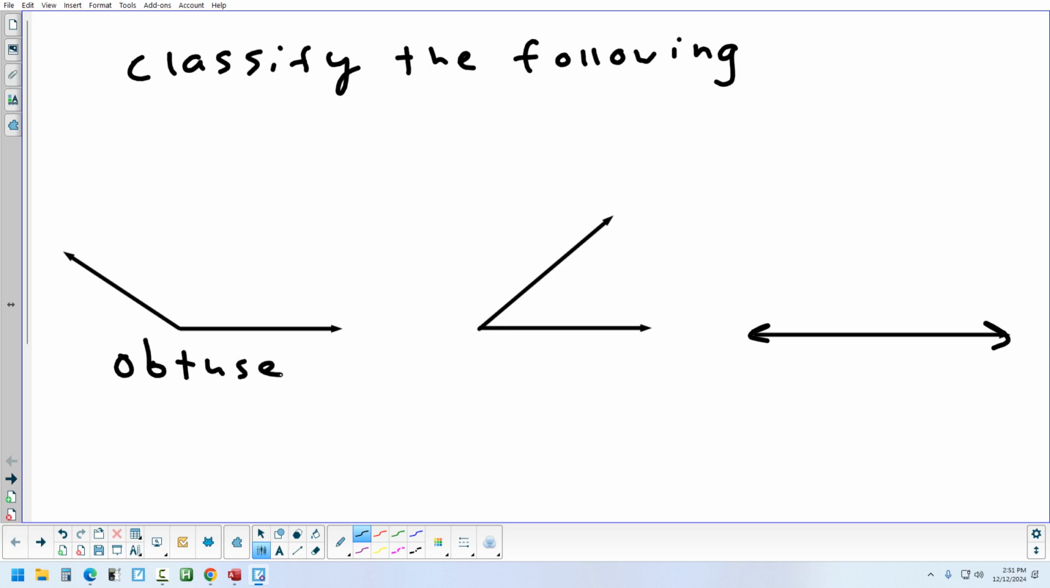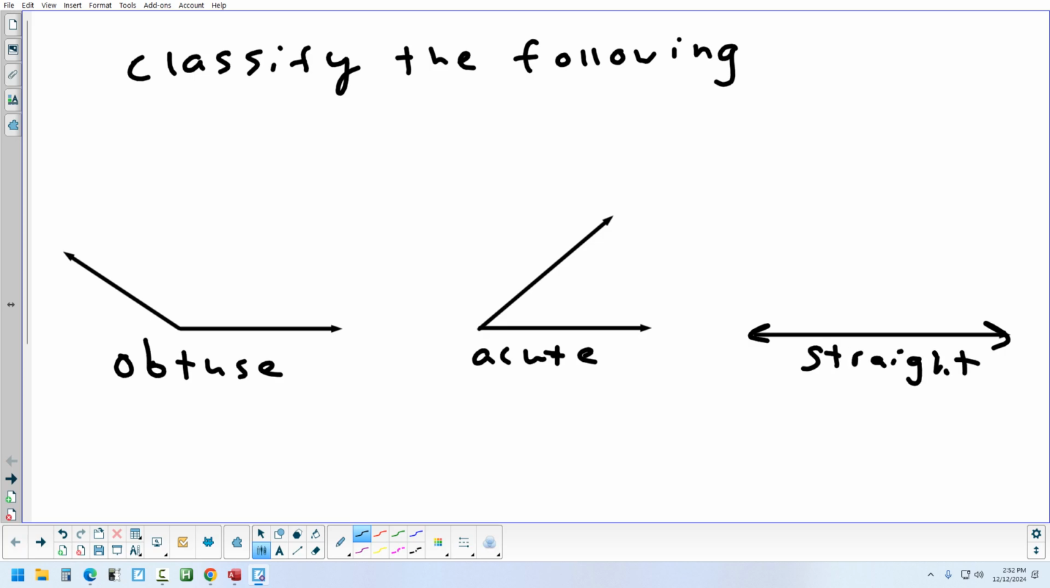Okay, the second one, it's smaller than 90. What's the name of an angle that's smaller than 90? Yep, that's acute. And how about an angle that is exactly 180? Straight angle. Yep, that's called a straight angle.